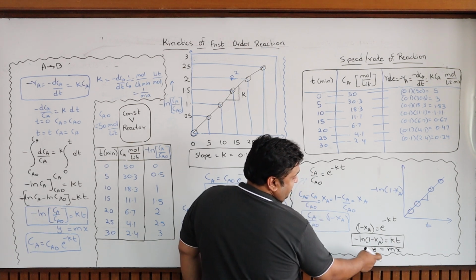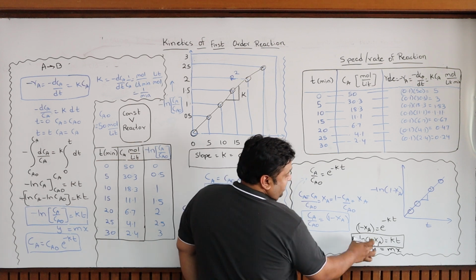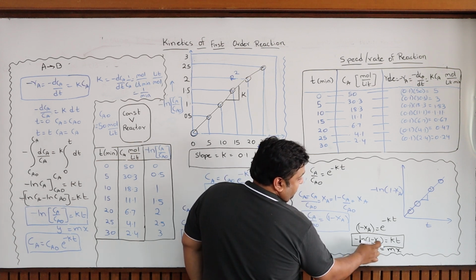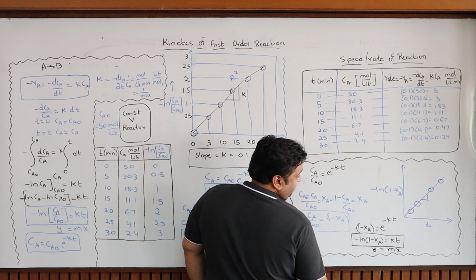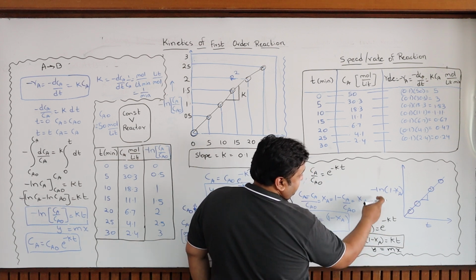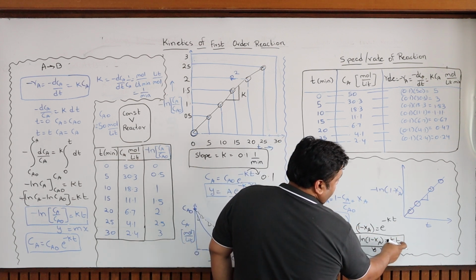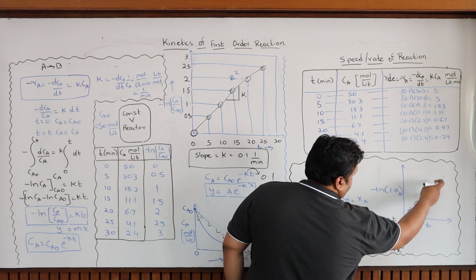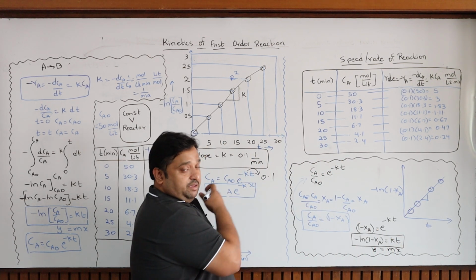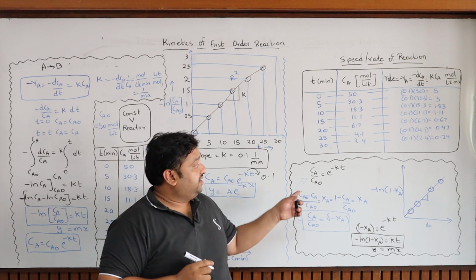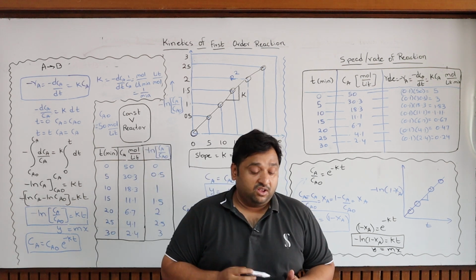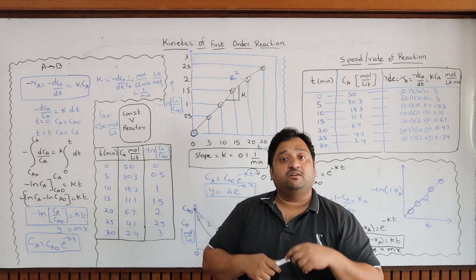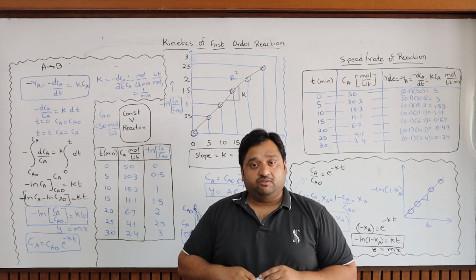Now here you can see the linear equation. Y is nothing but minus ln of (1 minus Xa), and x is time. That means if I plot minus ln of (1 minus Xa) on the y axis and time on the x axis, I should see a straight line. It is the same thing, one is in terms of concentrations, the other in terms of conversions. Hope you understand the difference between the 0 order and first order. Let us meet in the next lecture. Thank you.